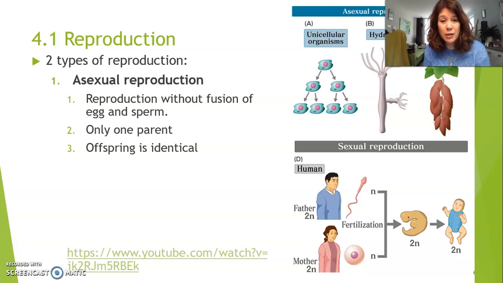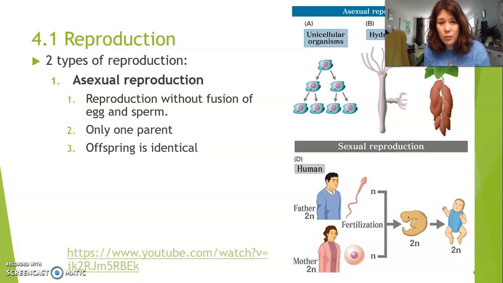Reproduction happens, therefore, without the fusion of egg cells and sperm cells because there's no males and no females. Organisms that do asexual reproduction are usually not even males or females, they're just neutral. The offspring is always identical. The offspring is a clone of the parent. That has disadvantages because if one of those organisms gets sick and there's a disease outbreak, then all the organisms can get sick because they are all the same and they have the same DNA.